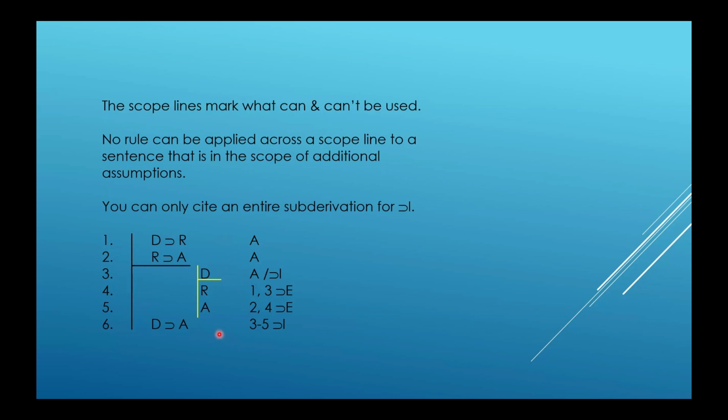The conditional introduction rule doesn't allow you to cross the scope line and get at any of these lines here. You're citing the entire subderivation for that. You cite the fact that if you start with this assumption, you can end up here, but you can't actually access any of those individual lines.